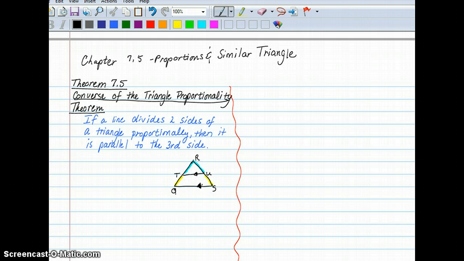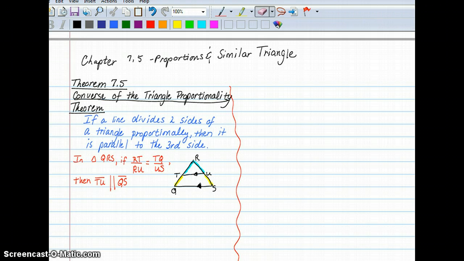So we're going to have to go ahead and write the symbolic. So here we go. In triangle QRS, if RT, that's the blue here, and RU are proportional, as well as TQ and US are proportional, then you will know that the segments TU and QS are parallel to one another.